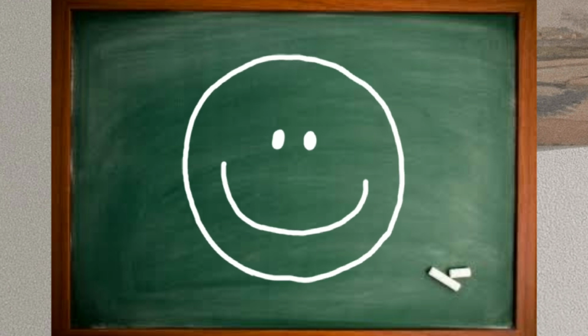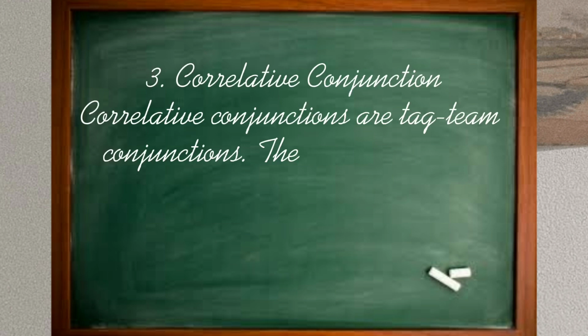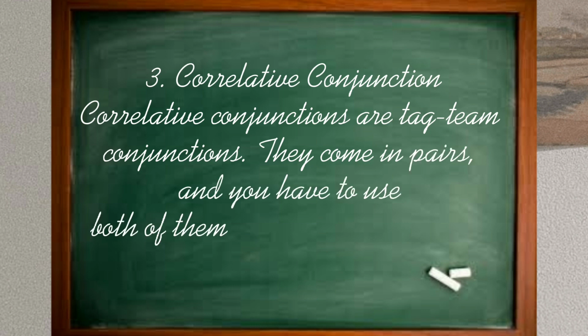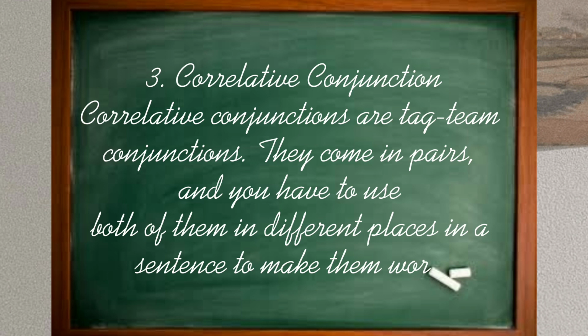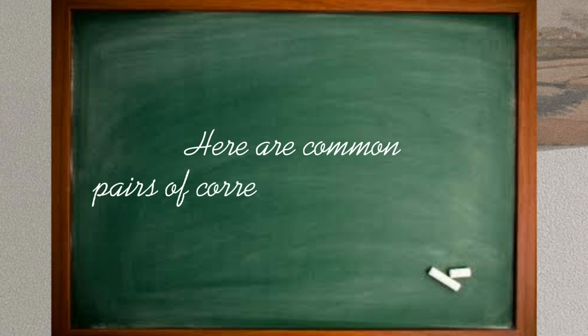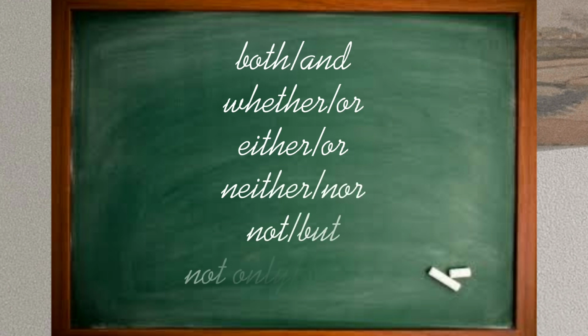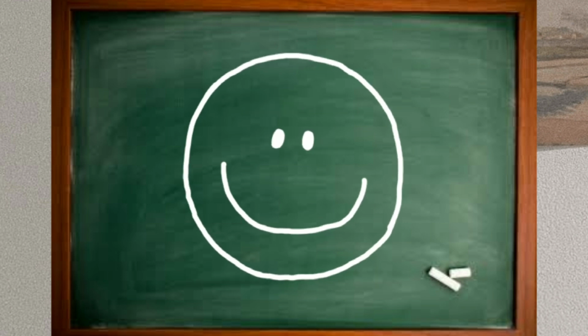Now let's move forward to the last type of conjunctions. And this is the correlative conjunctions. Correlative conjunctions are tag team conjunctions. They come in pairs, and you have to use both of them in different places in sentences to make them work. These conjunctions work together and relate one sentence to another. Here are the common pairs of correlative conjunctions: both and, whether or, either or, neither nor, not and but, not only but also. Now let's try to use those in sentences.